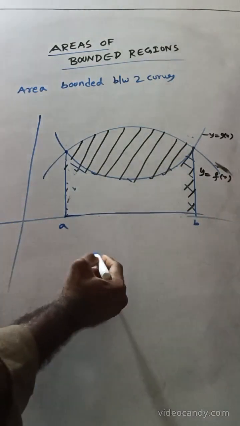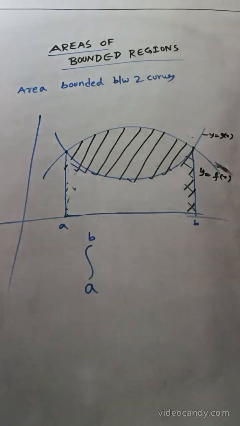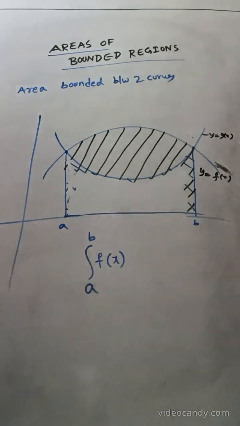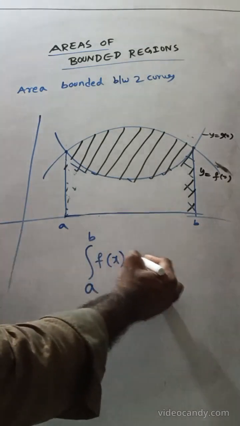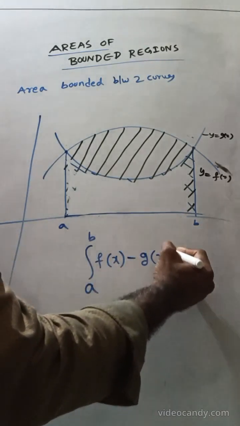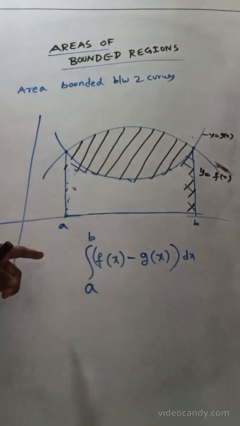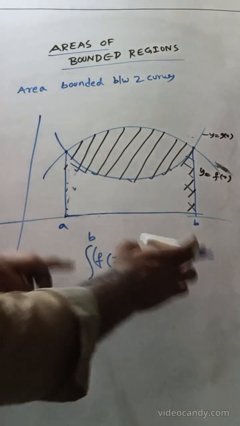So first what are we doing? Integration from a to b. What am I doing here? I am taking the entire area by f of x, and from that I am removing the area of g of x with the x-axis. The same happens with the y-axis, again the same, only the differential becomes dy.